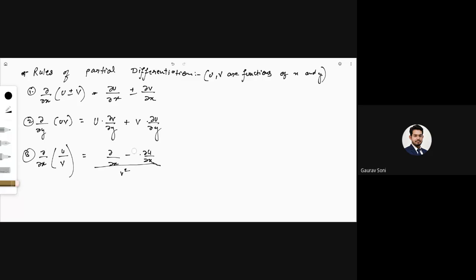This can be a point of confusion, but how you have to remember it is, you take the derivative of the numerator first. If you take the derivative of the numerator first, the formula is denominator times derivative of numerator minus numerator times derivative of denominator, upon denominator square. Fourth one, partial derivative with respect to x of k into u, where k is a constant, is k times the partial derivative of u with respect to x.